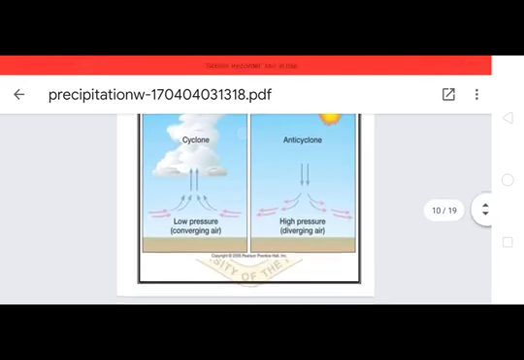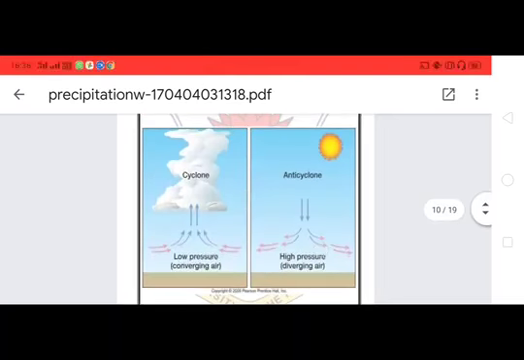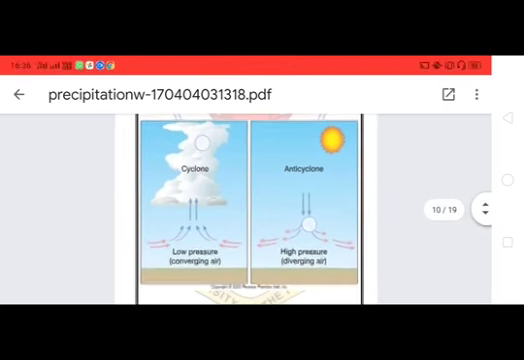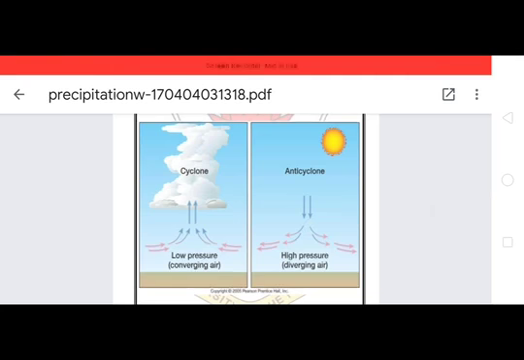So this is the pictorial representation of a cyclone. Here you can see the low pressure area and the cyclone formation. The red arrows are warm air, and the blue arrows are cold air. As we discussed, you can relate with this pictorial representation, so you can see the causes and the formation of cyclone and anticyclone.